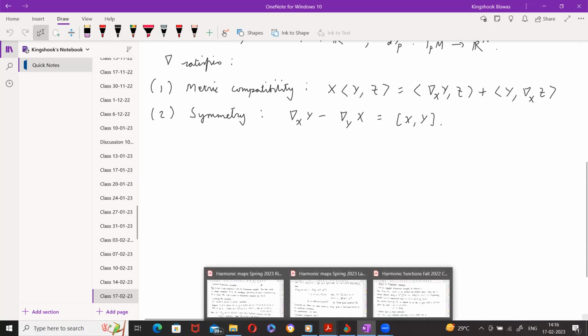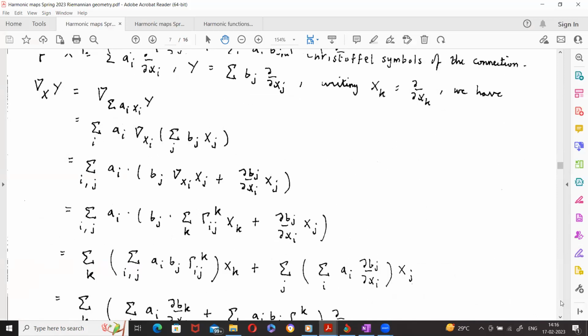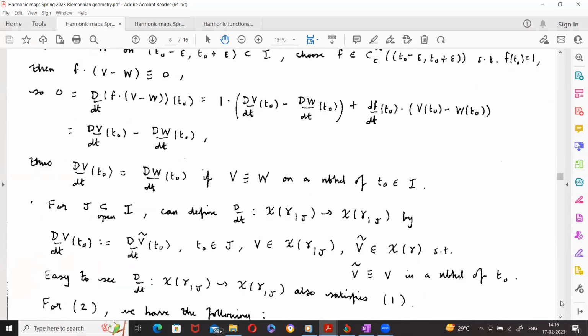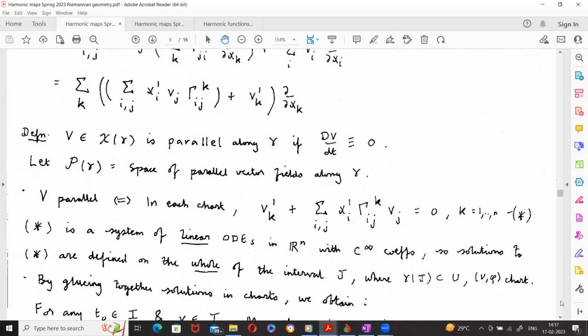Okay. So we've seen that when you have a connection on a vector bundle, you get a notion of covariant differentiation along paths. So that we've already seen for general vector bundles. And we've talked about parallel transport along curves, right? So we have parallel transport for the Levi-Civita connection on the tangent bundle.